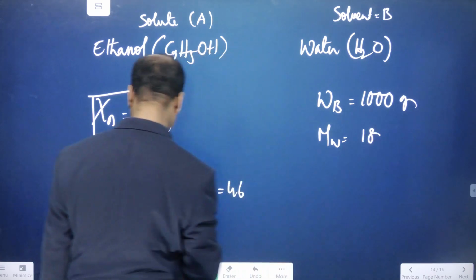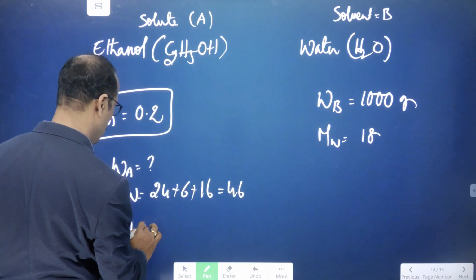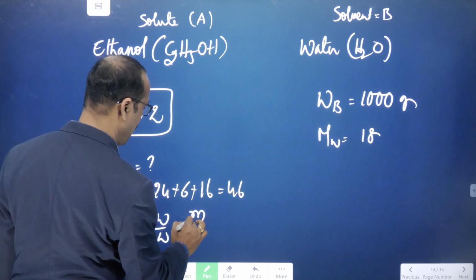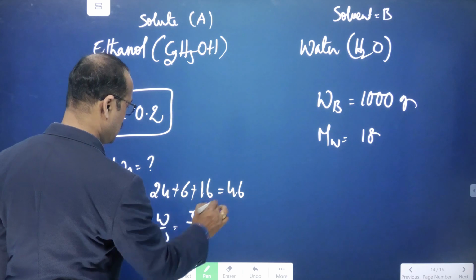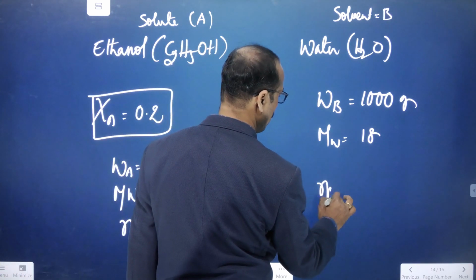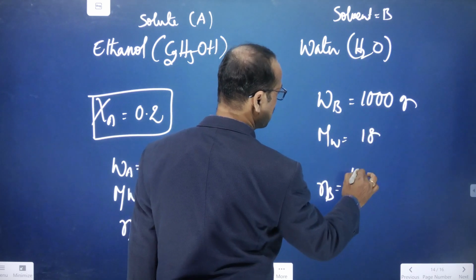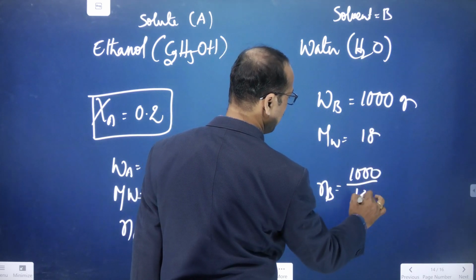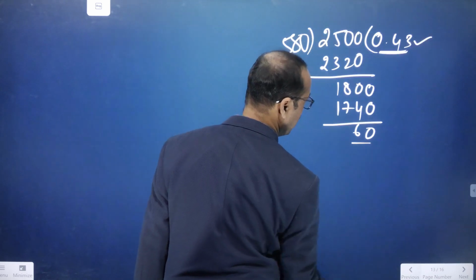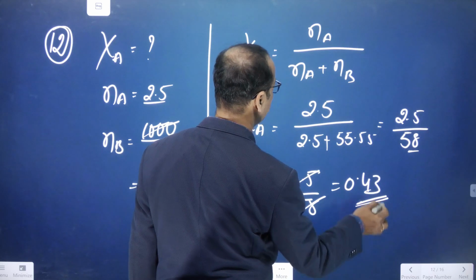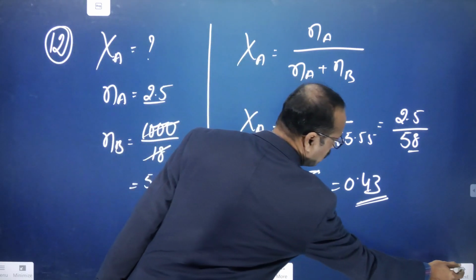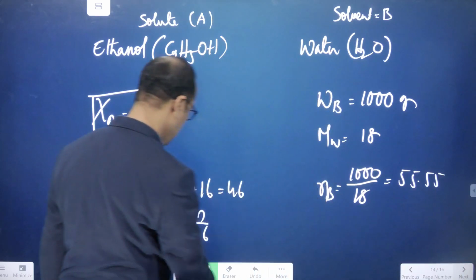Now number of moles of solute, Na, is equal to weight by molecular weight. We don't know the weight, so put it as W by molecular weight 46. This is Na. And Nb is weight by molecular weight: weight is 1000 divided by 18, which is equal to 55.55. How did I get it? We already did it somewhere here: 1000 by 18, 55.55. You have to remember.